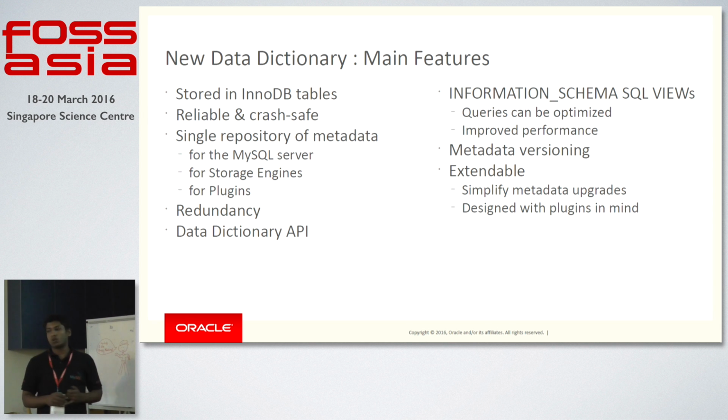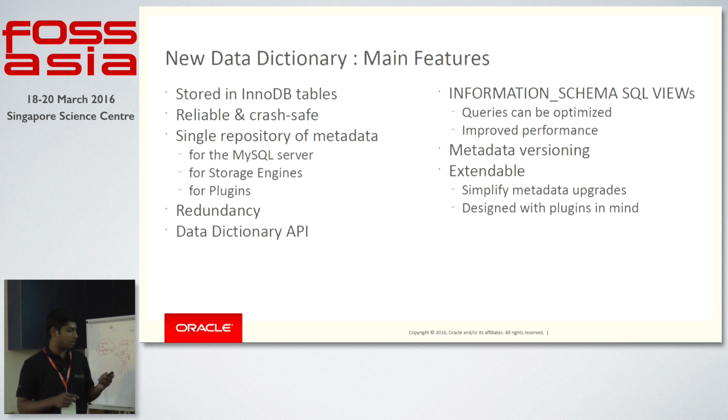These tables are accessed only via data dictionary APIs. That means you cannot misuse the data dictionary. Like in the case of FRM, there were many hacks. I will discuss some of them in later slides. And the information schema will now be converted to views. That means they will directly fire select queries on the data dictionary tables instead of performing file and table scans every time. So this gives us optimized and improved performance for the information schema.